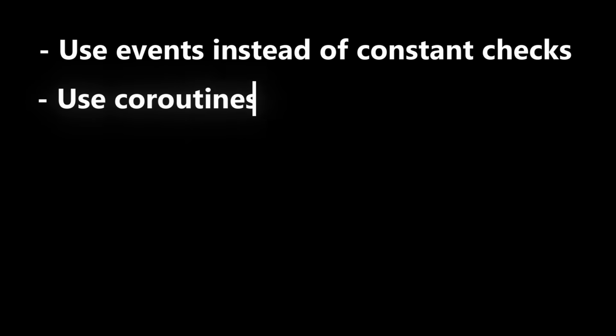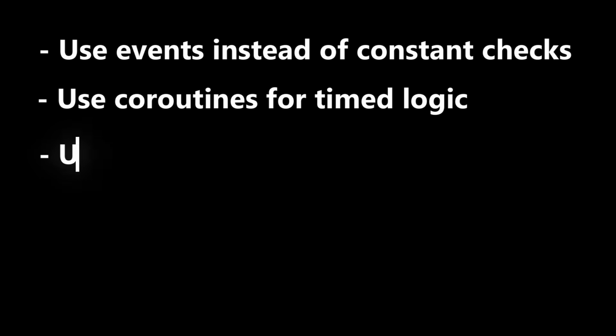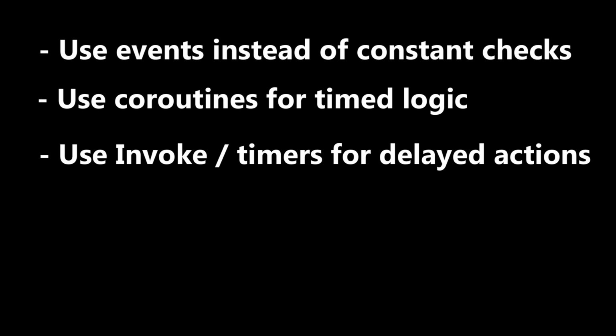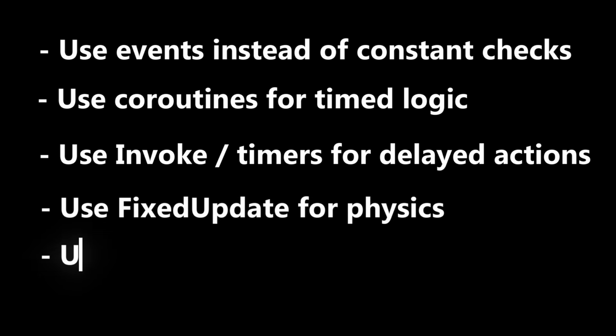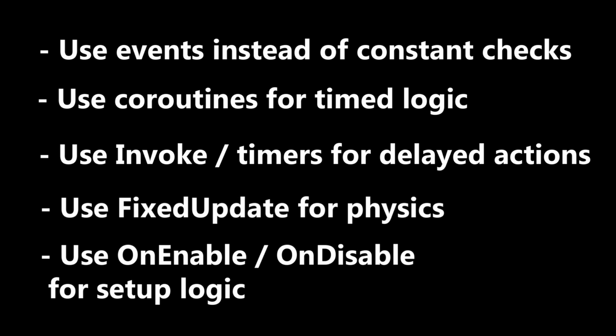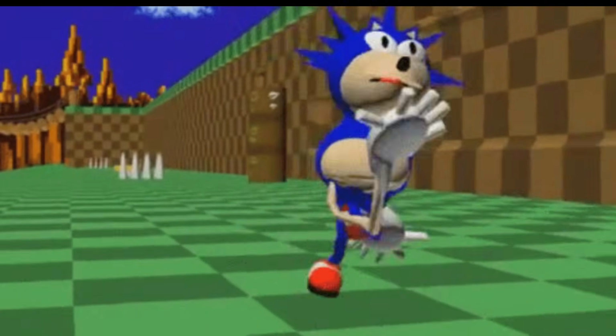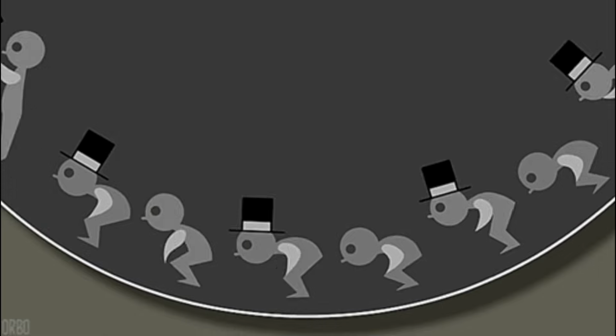Use events instead of constant checks. Use coroutines for time logic. Use Invoke or timers for delayed actions. Use FixedUpdate for physics. Use enable and disable for setup logic. Your game becomes faster, cleaner, and easier to debug.